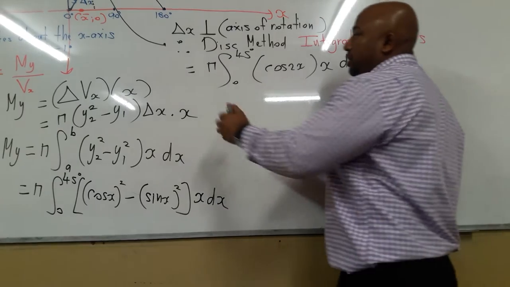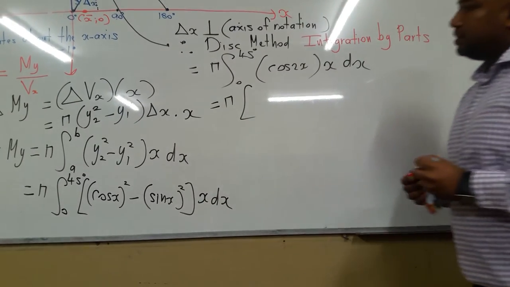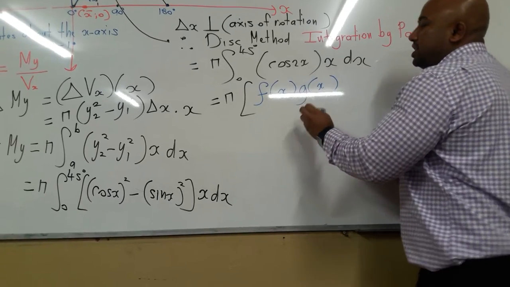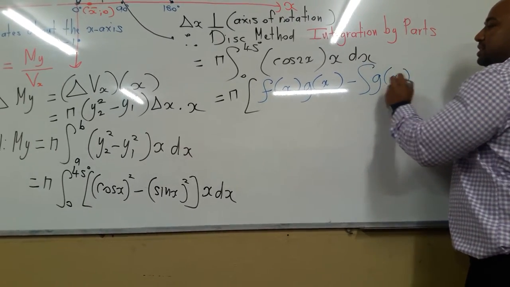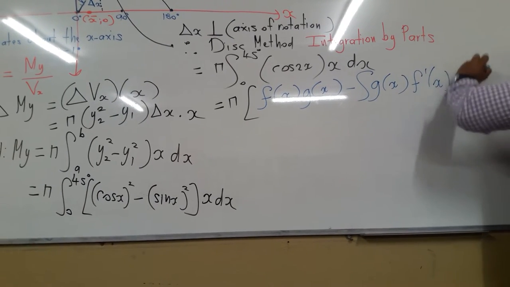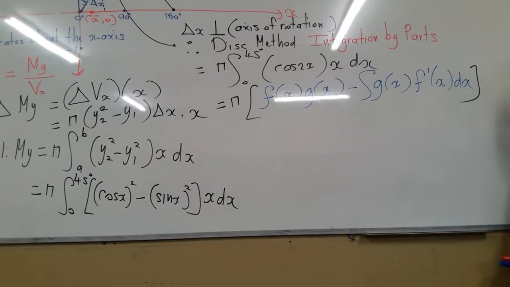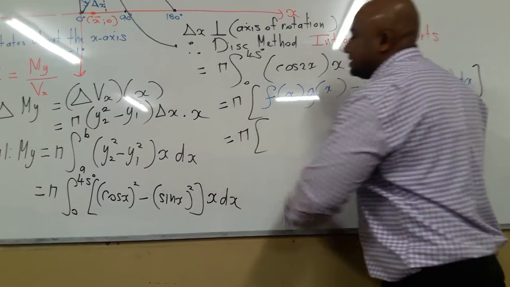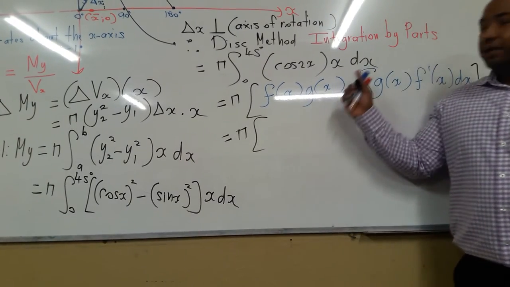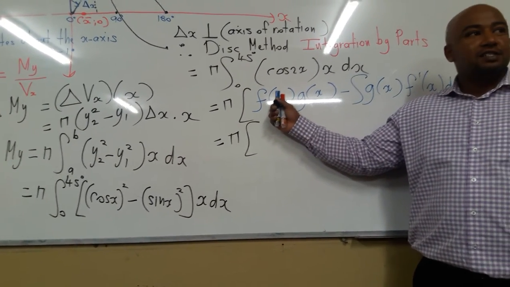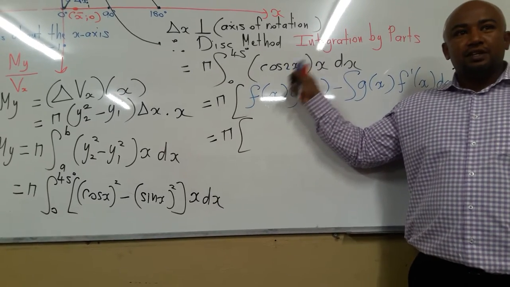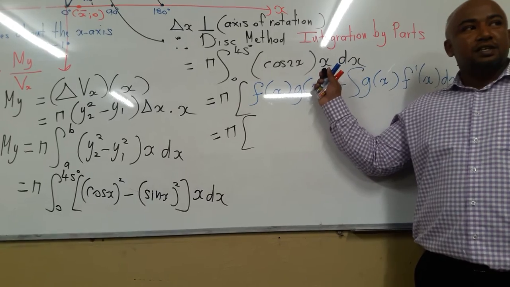Alright, so we now need to remember our priority list. Right, so integration by parts, you know the formula: f of x multiplied by g of x minus the integral of g of x times f prime x dx. So in order to do integration by parts, we have to remember our priority list. Our priority list is for choosing f of x, which you should have mastered by now. So which one is f of x? Is it cos 2x or is it x? It has to be x because x is higher up.